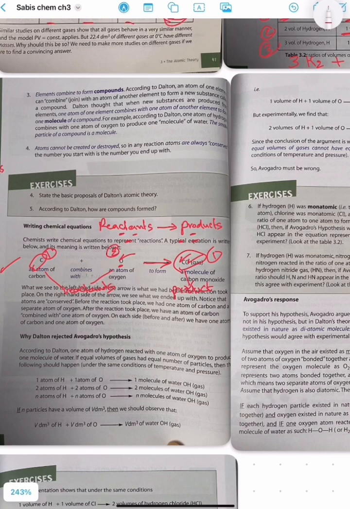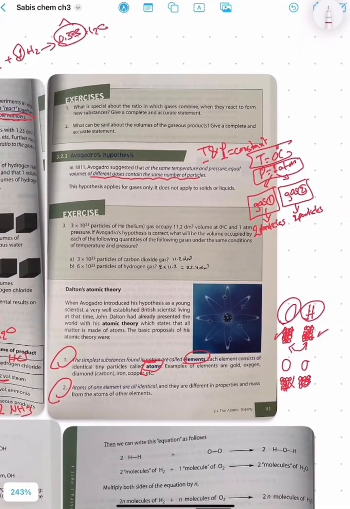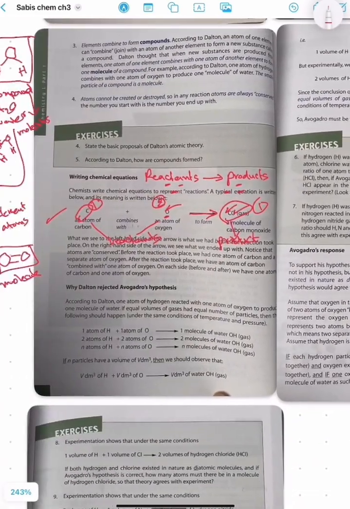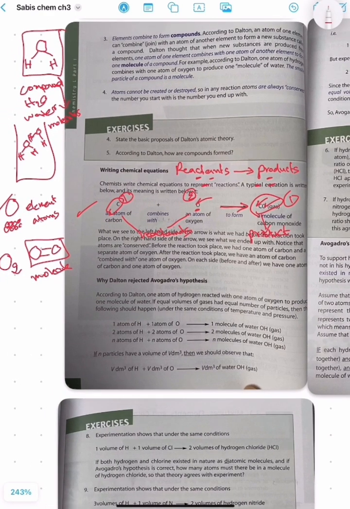So later on, the thing that Avogadro said, we talked about it, and Dalton's points, we talked about them. Dalton rejected Avogadro's hypothesis. What did Avogadro mention that he rejected? He mentioned that at the same conditions, two different samples of gases have the same number of particles. Why? He said because they're under the same conditions, so they should be identical. But Dalton said no. He rejected his hypothesis.